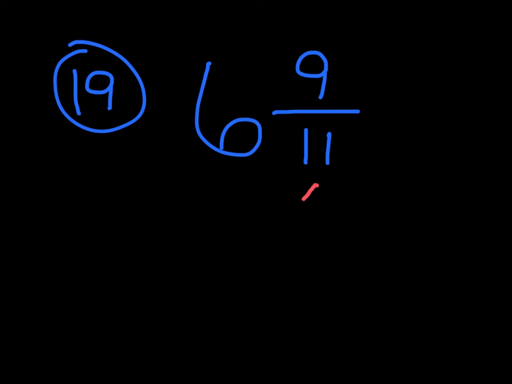Okay, number 19 is a little bit different than what we've been doing. We've been going from improper to mixed. Now they want us to go the other way and go from mixed to improper. The way you do that, I call it the circle method, is you multiply 11 times 6, and then add that answer plus 9.